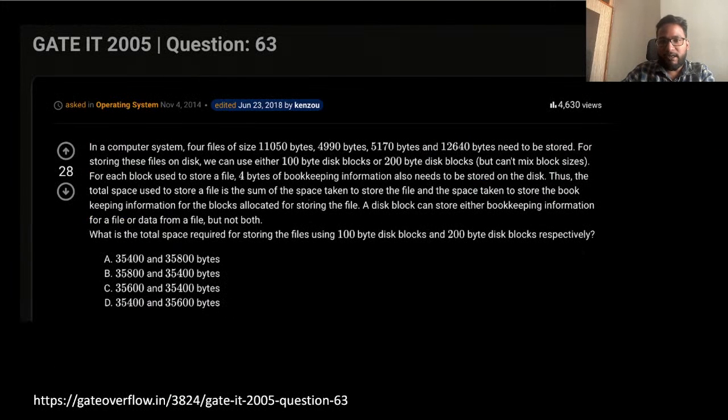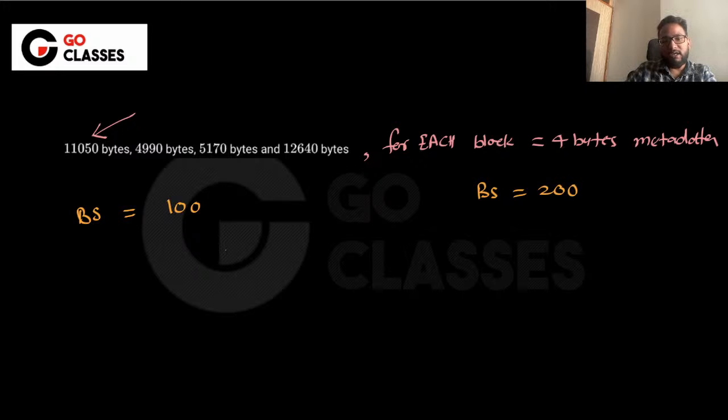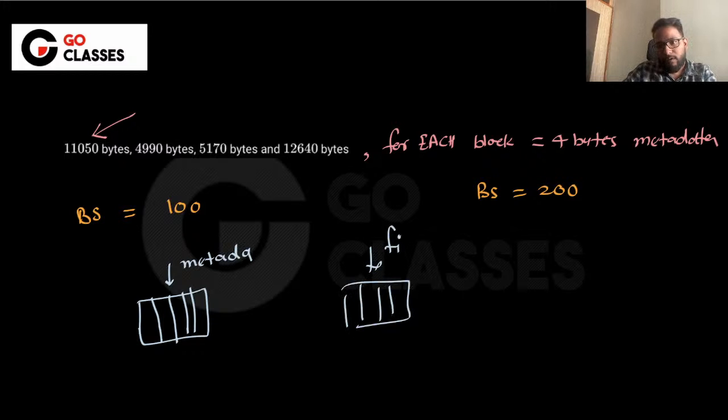Now what they are saying is that a disk block can store either bookkeeping information for the file or the data from the file. So basically, in any block you can keep all the bookkeeping information, which means metadata, or in a block you can keep the file data, but you can't store some metadata and some part of the file in just one block. If you want to store both, you have to use two blocks separately.